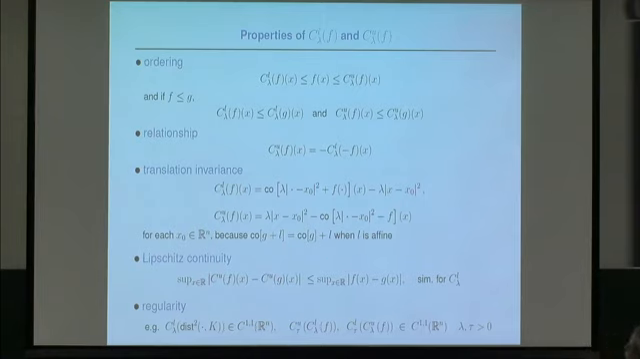Then we have a very important property, translation invariance. In the examples that I showed, the quadratic function was centered at the point where there was the singularity. But this actually doesn't matter, because if you center the quadratic function at a different point, you still get the same answer.